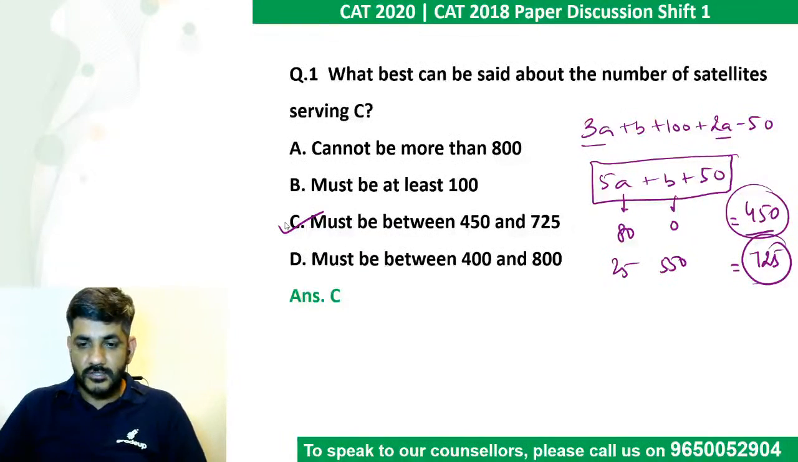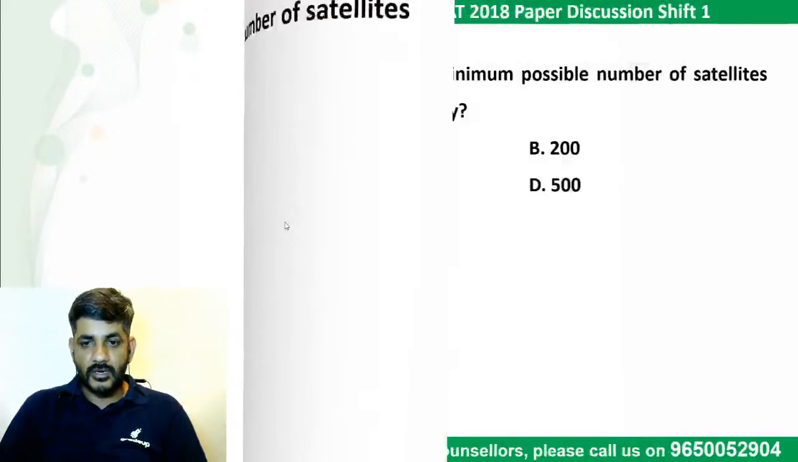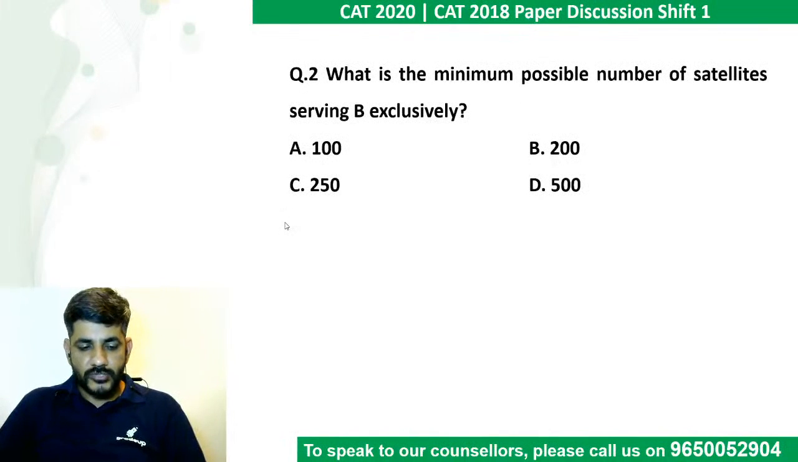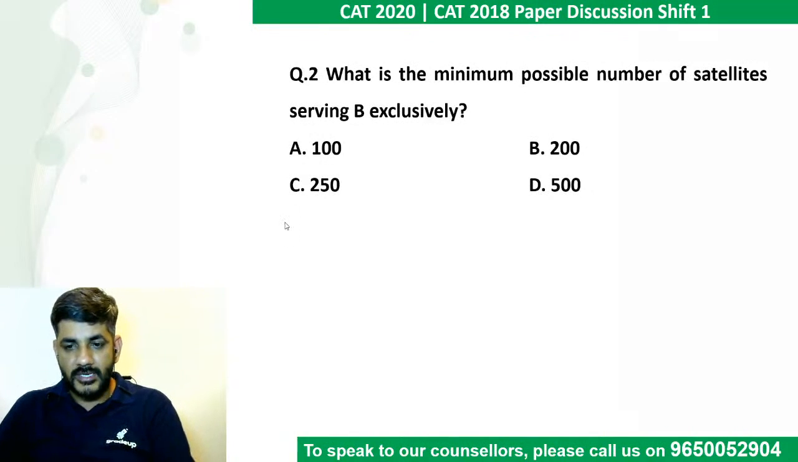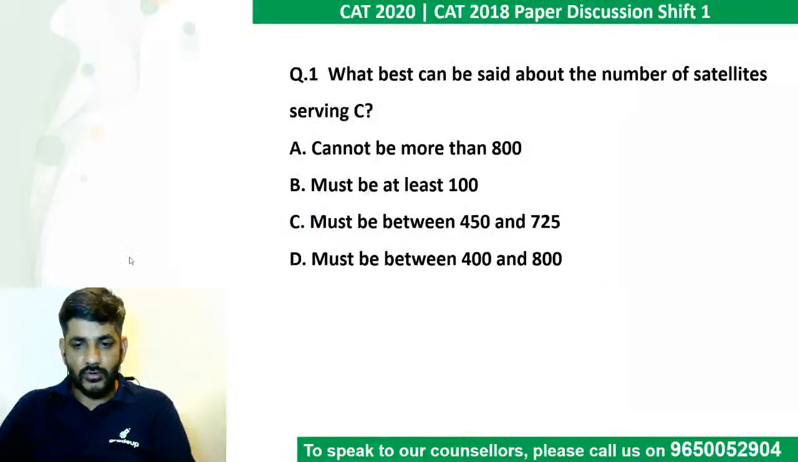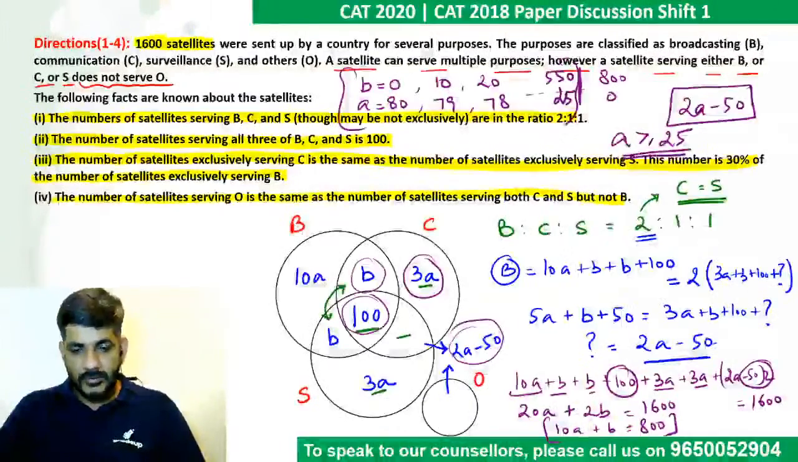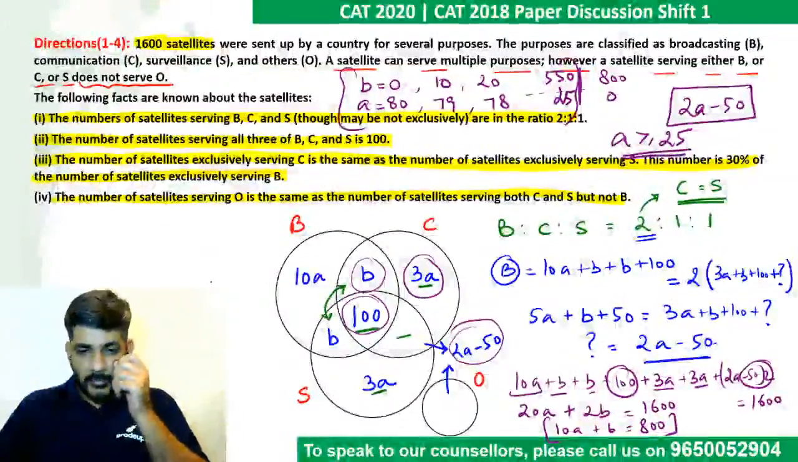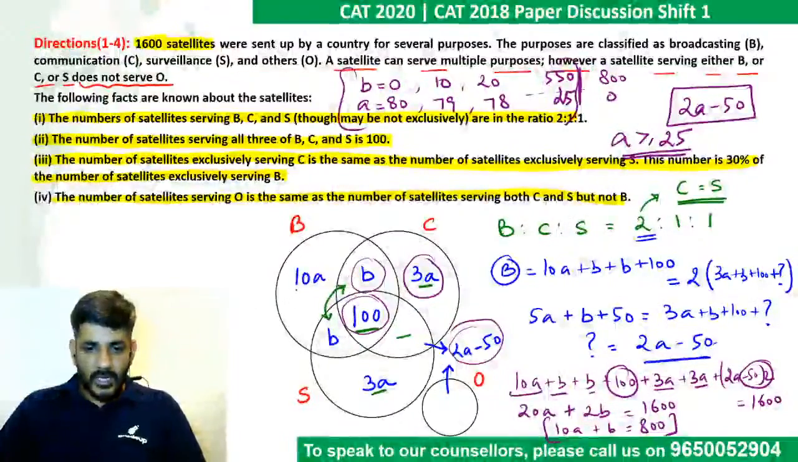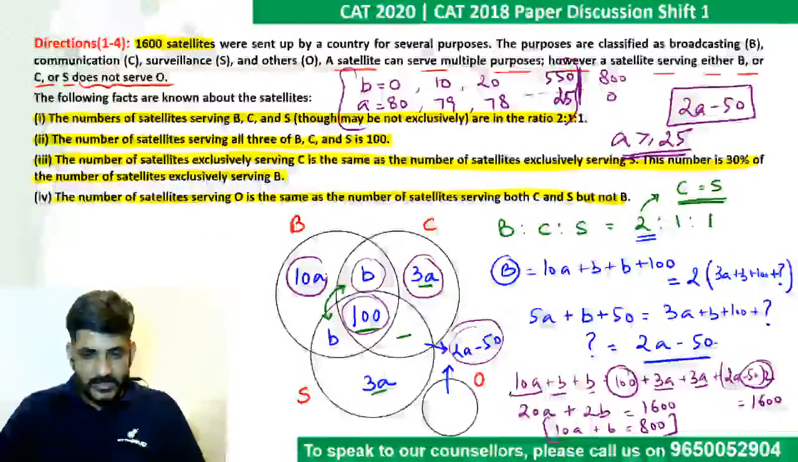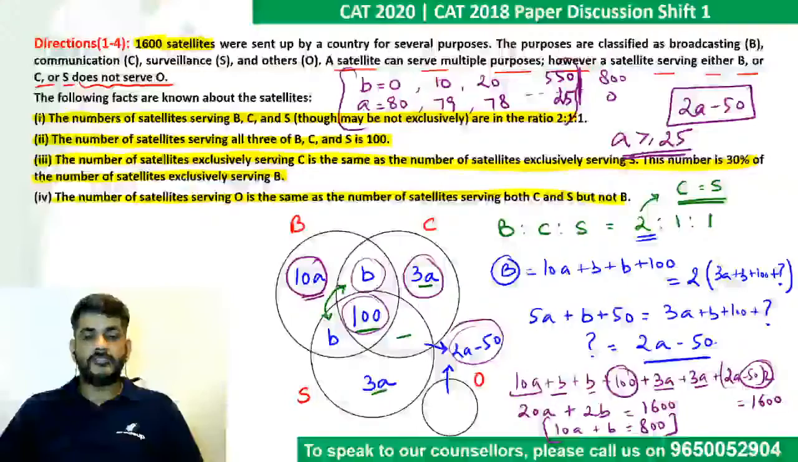I hope you have understood this question. So let's move on to the next one now. What is the minimum possible number of satellites serving B exclusively? So how many satellites are there serving B exclusively? Let's see how many satellites serve B, right? The number of satellites serving B exclusively is 10A, right?